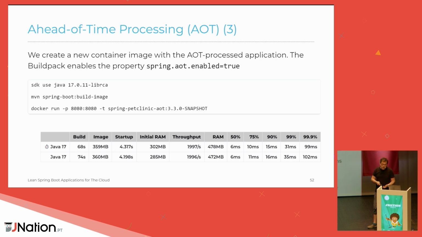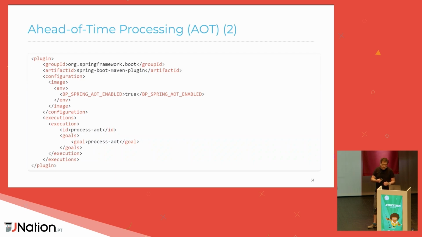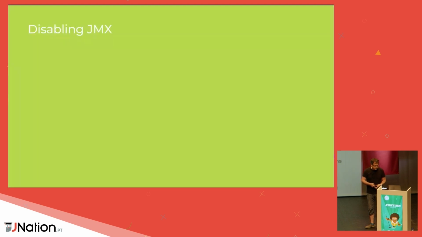If you only do the step for processing AOT and you don't set the property, it will still do the classpath scanning and the entity scanning and so on. So it's necessary to have this additional property specified. And setting this environment variable for the buildpacks will do the job for you. Right. Great. There is another topic I want to mention.